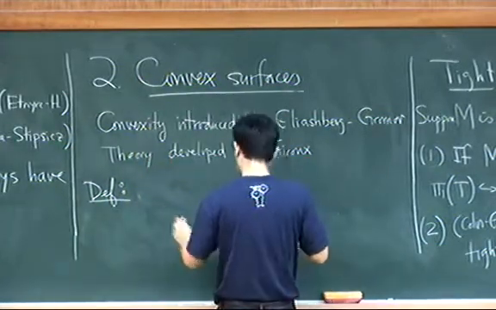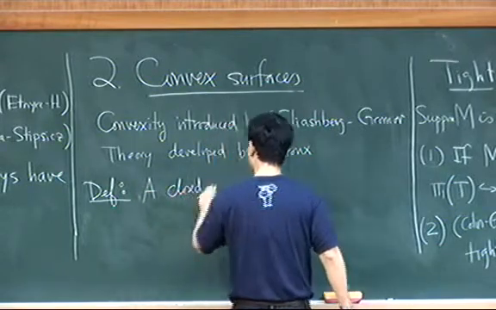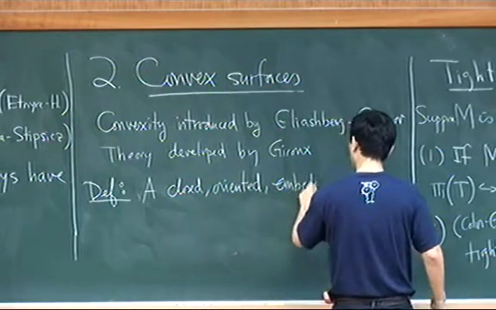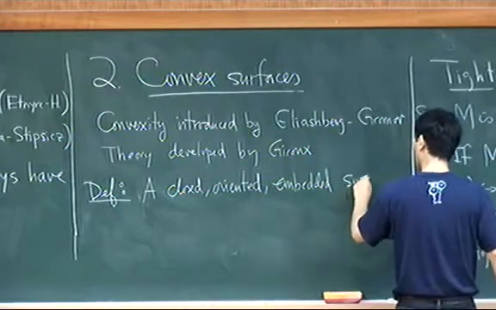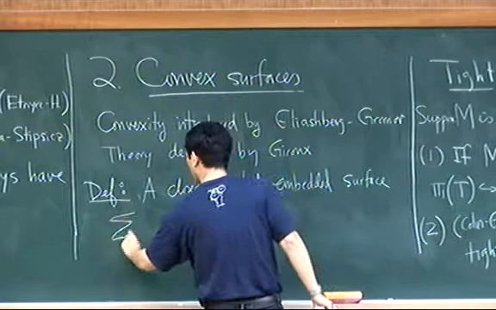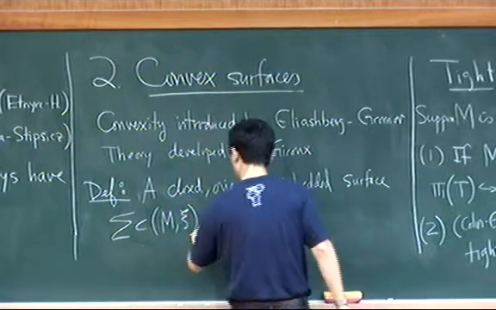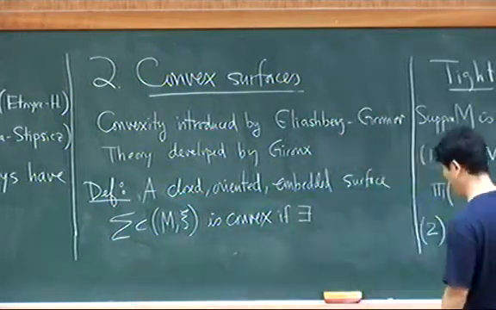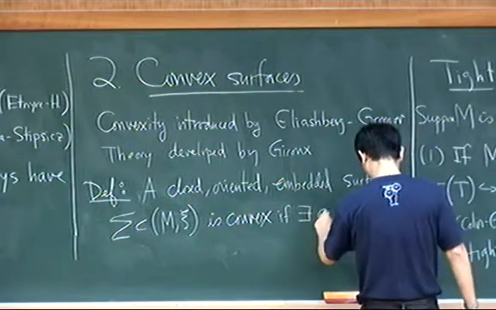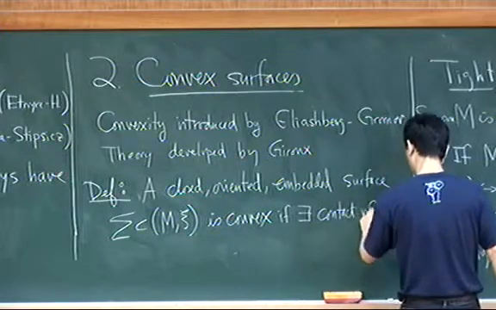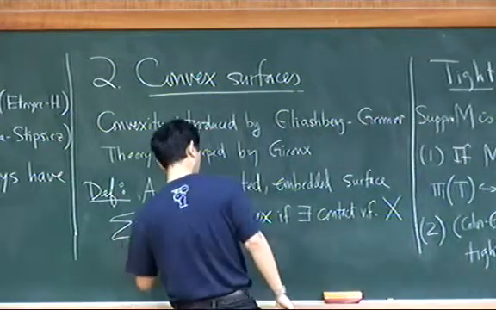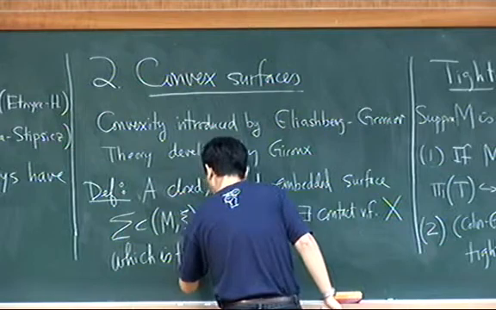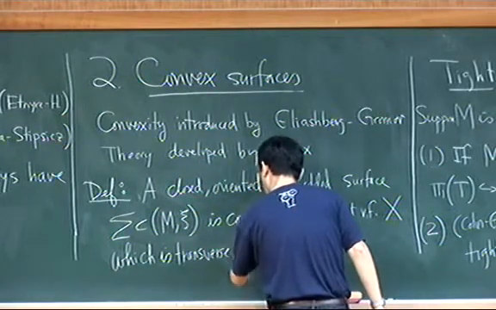A closed, oriented, embedded surface sigma contained in M is said to be convex if there exists a contact vector field X which is transverse to sigma.